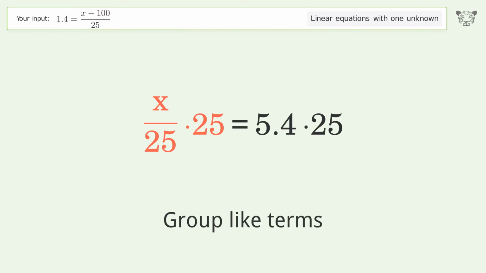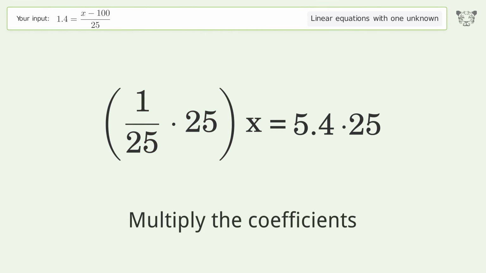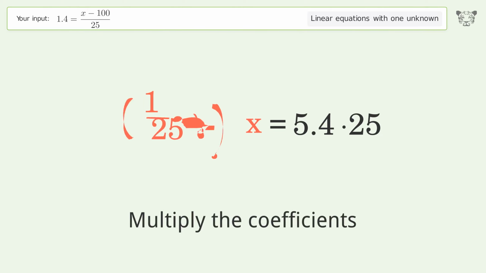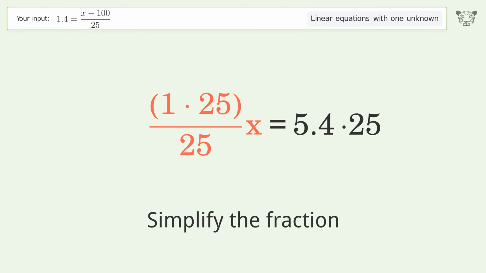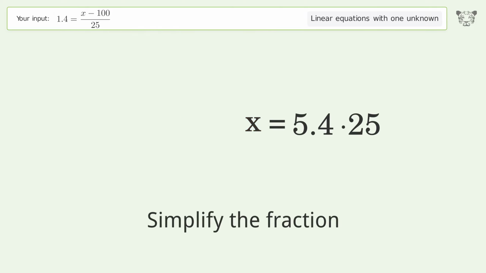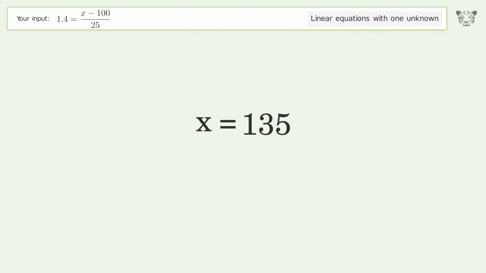Group like terms. Multiply the coefficients. Simplify the fraction. Simplify the arithmetic. And so the final result is x equals 135.